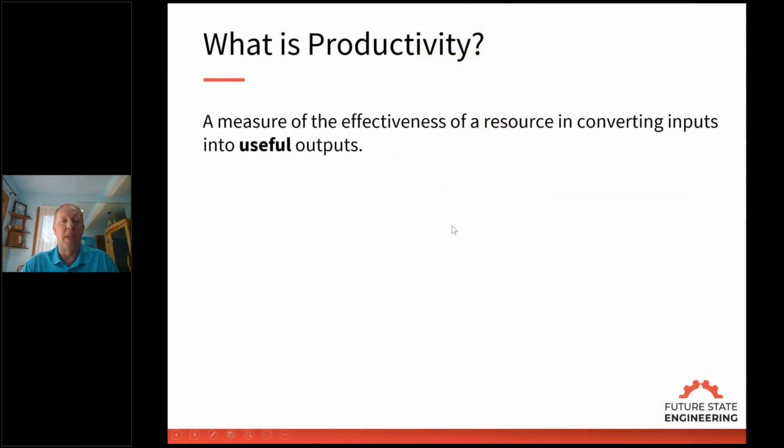What is productivity? If we define that, it's a measure of effectiveness of a resource in converting inputs into useful outputs. I've highlighted "useful" here. It's not just about creating outputs, it's about creating useful outputs. So what is a useful output? It's something somebody in the next step of the process needs to complete their work. If you're doing something that the next person in the process doesn't need, it's not a useful output.